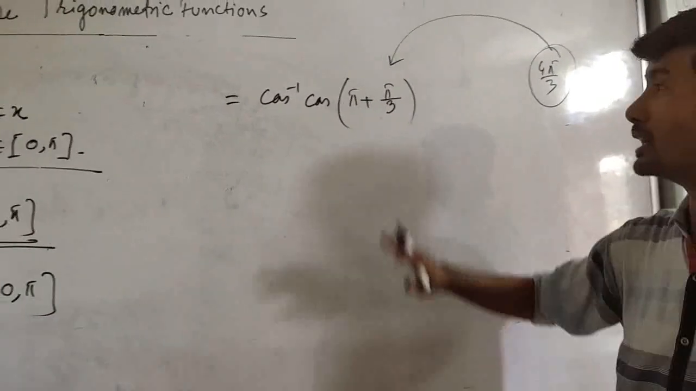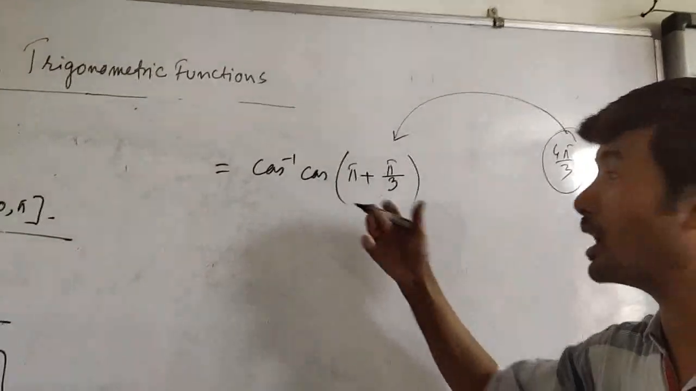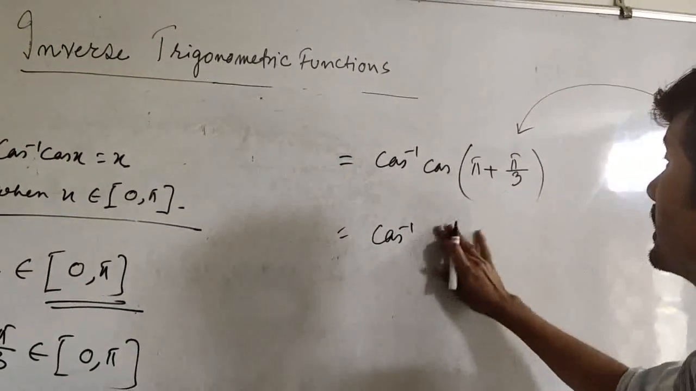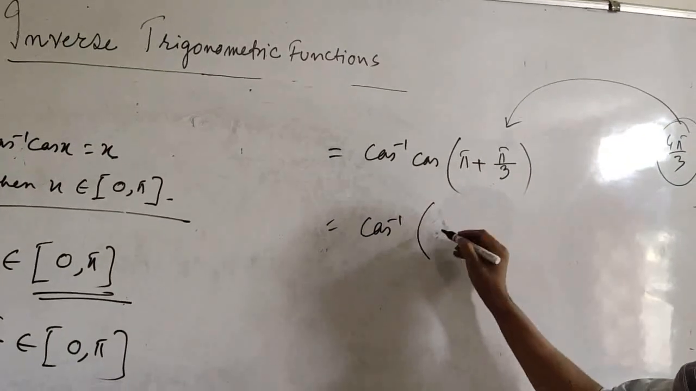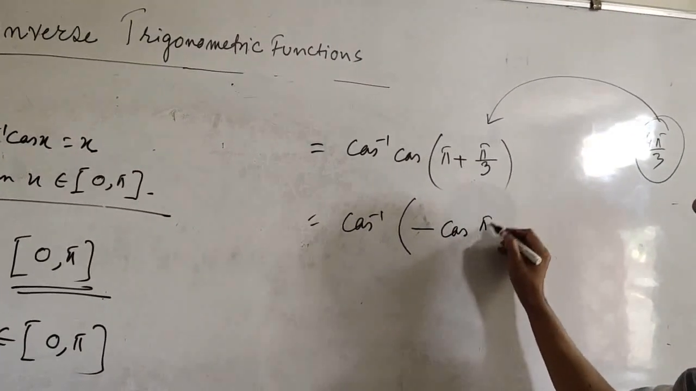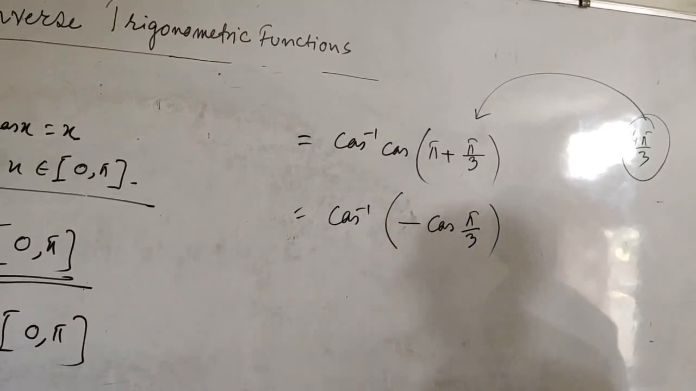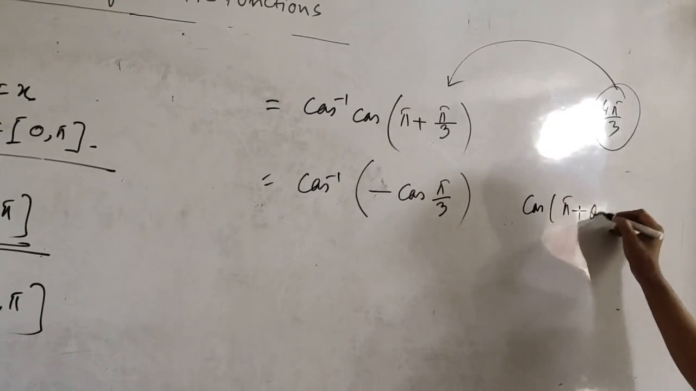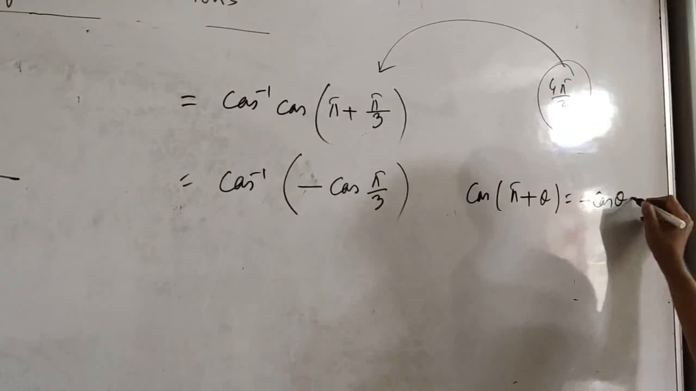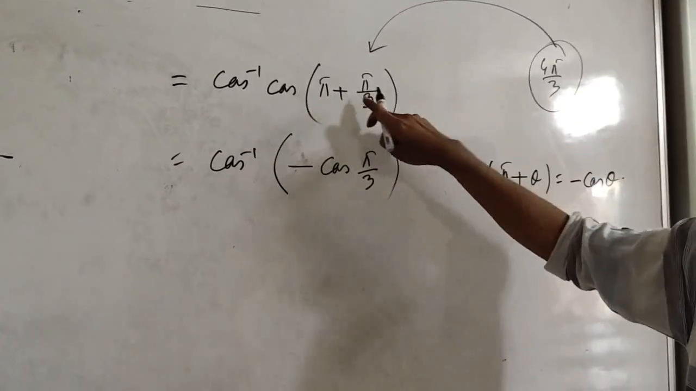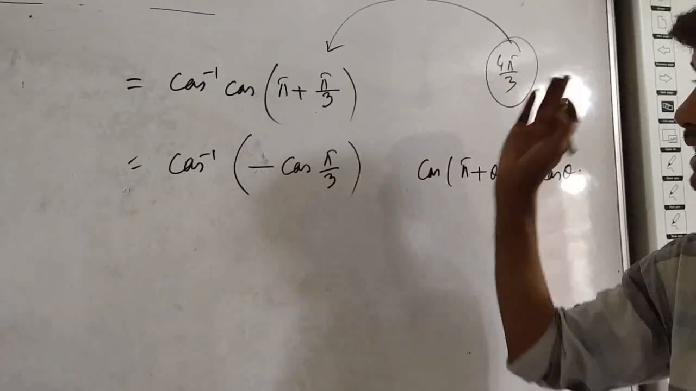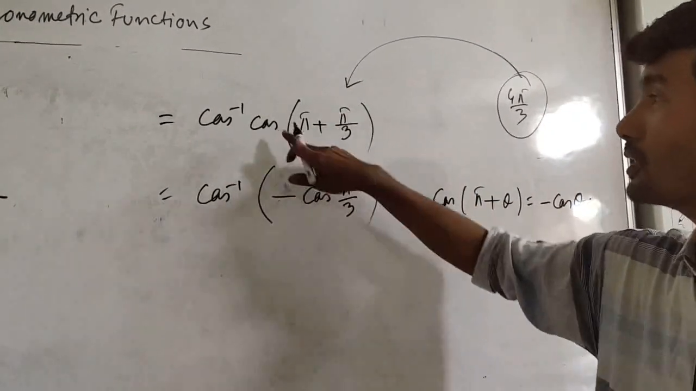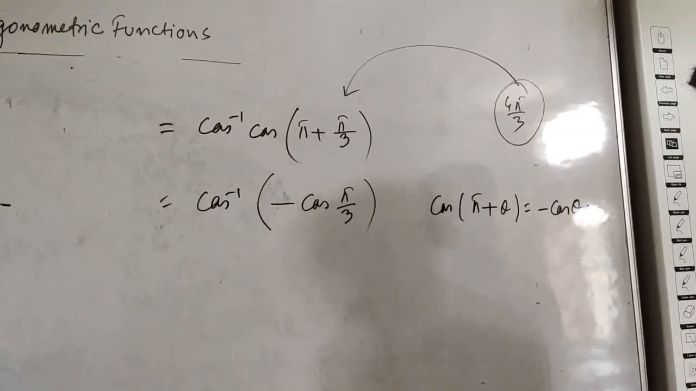Now see, as you know, cos pi plus theta is how much? Cos pi plus theta is minus cos theta, because pi plus pi by 3 is an angle that lies in the third quadrant, and as you know, in the third quadrant cos is always negative. Therefore, this would give you minus cos pi by 3.